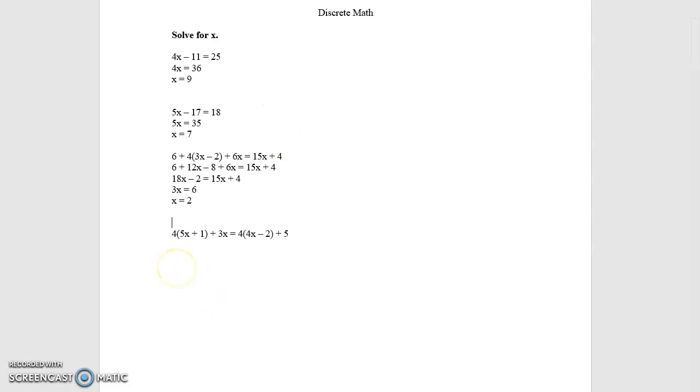And for my last problem on this page, we're going to do, once again, distribute. 4 times 5x, 20x, plus 4, plus 3x, equals 16x minus 8 plus 5. We're going to combine like terms on both sides. 23x plus 4 equals 16x minus 3.